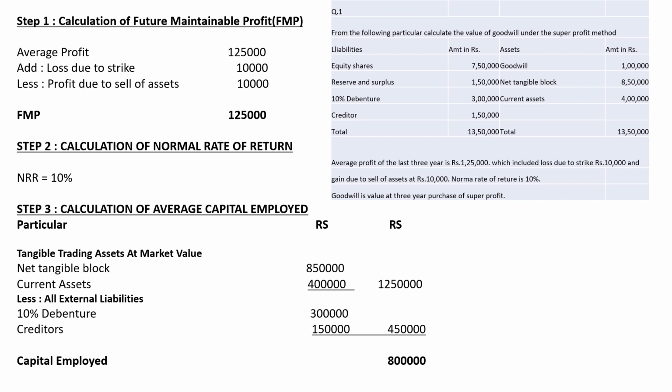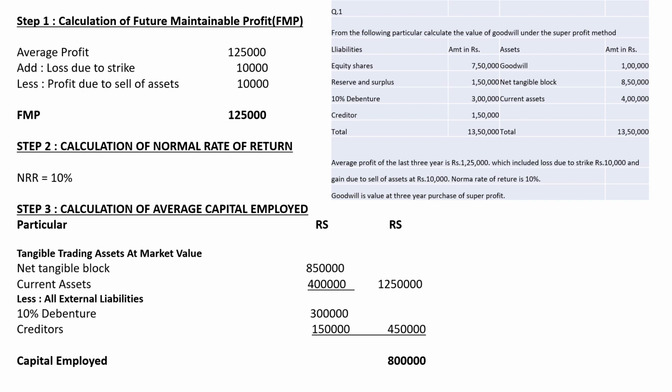Tangible trading assets: goodwill is intangible, so we are not going to take that. Then we have net tangible block which is 8,50,000, so we write that net tangible block 8,50,000. Then we take current assets which is 4 lakhs. We write that 4 lakhs over here. So the total of both is 12,50,000.